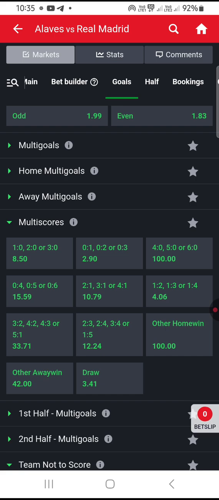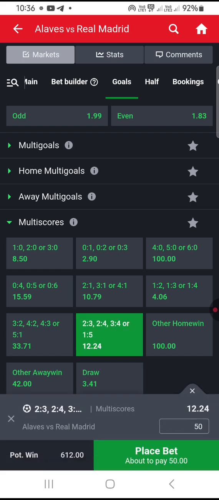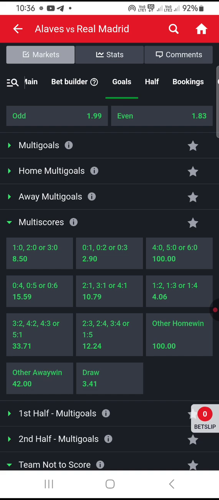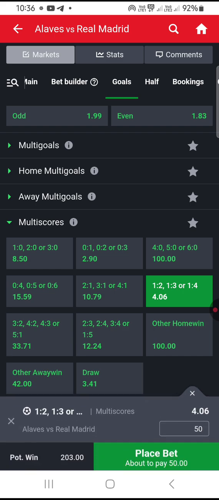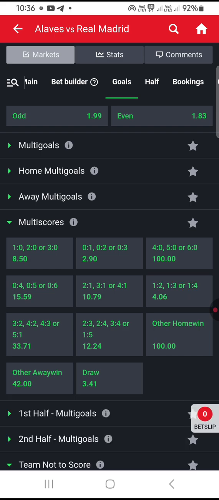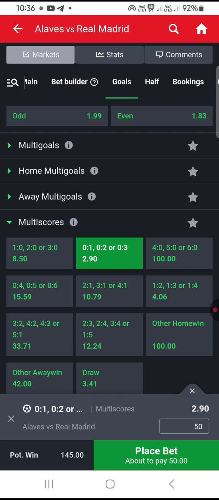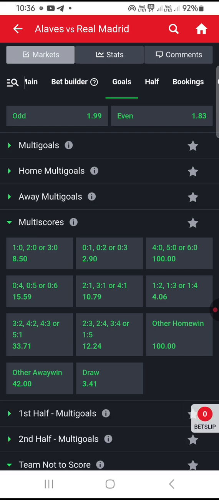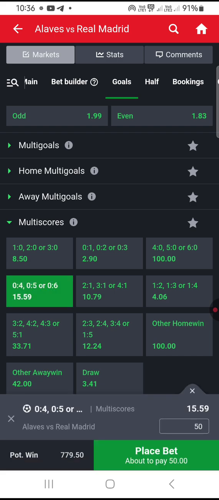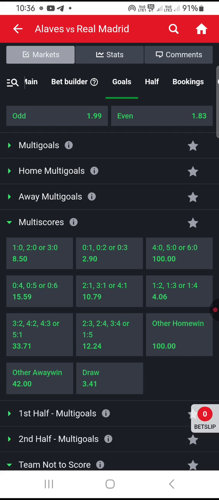Being a stronger team, you have to consider the stronger team. So for the high scorers, it can tap on here. You can also tap on here, because you're considering Real Madrid might win 2-0 or 3-0 in this match. And you can also tap on here as well, for the high scorers.